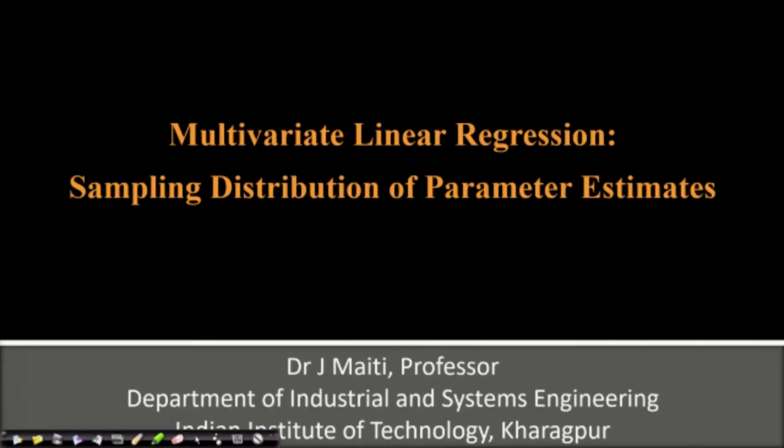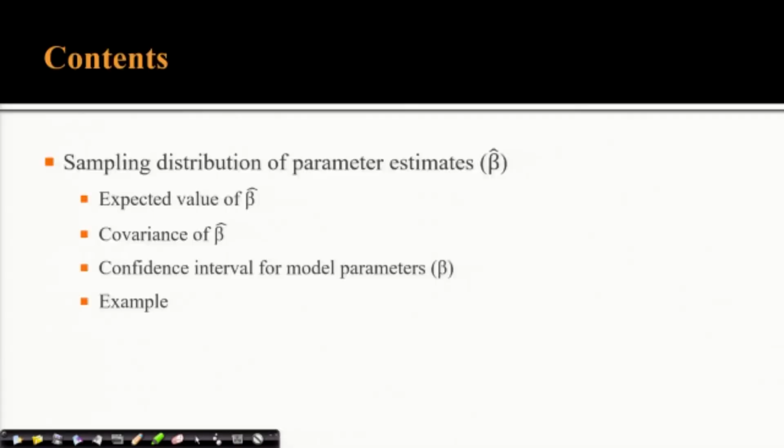We are continuing multivariate linear regression. Today we discuss sampling distribution of parameter estimates. We will see expected value of beta cap, covariance of beta cap, and confidence interval for model parameters with an example. Let us see what is there in the next slide.